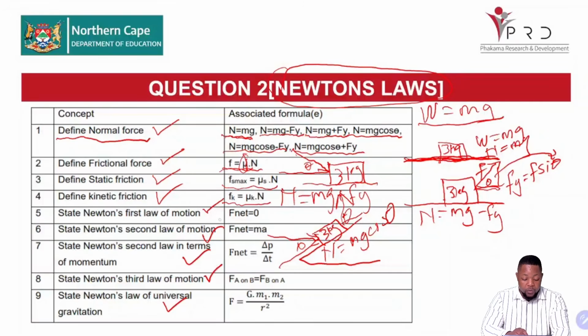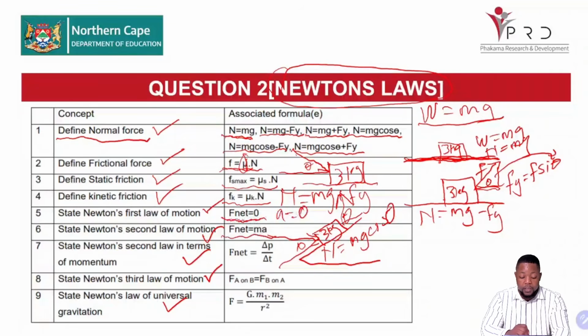Then we also need to know how to state Newton's first law of motion. Just be reminded that for Newton's first law of motion, the F net is equal to 0. And how will you know that the F net is equal to 0? You will hear words such as constant velocity. When you hear such words as constant velocity, you will know that F net is equal to 0 because the acceleration is equal to 0.